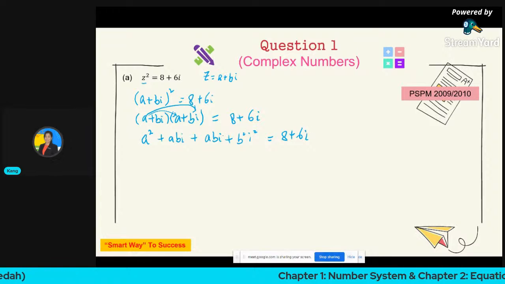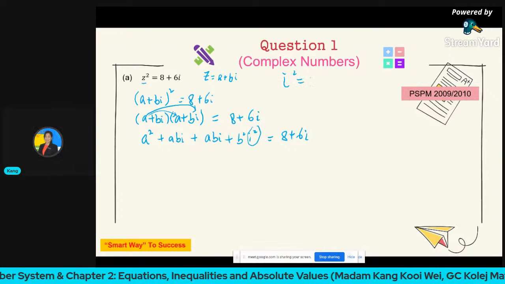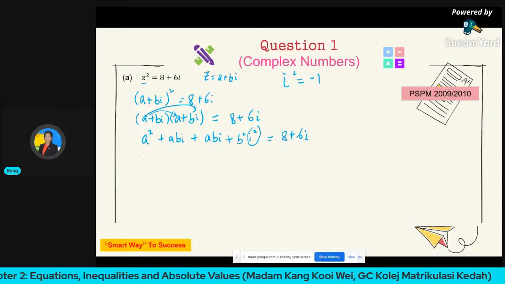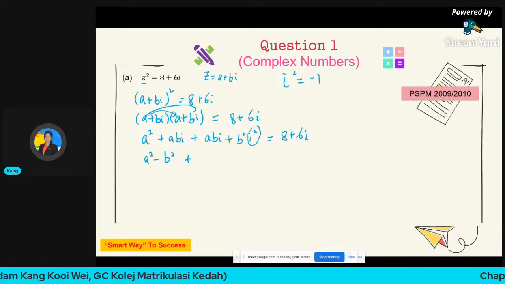For the left hand side, we need to gather them. For the real part, gather with the real part. For this i squared equals negative 1. So we will get a squared minus b squared plus abi plus abi is 2abi.